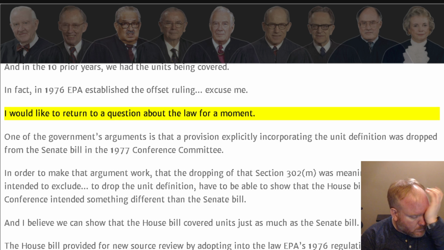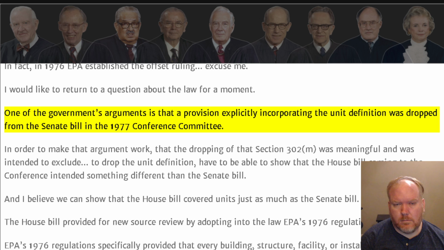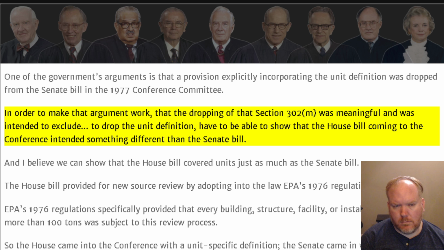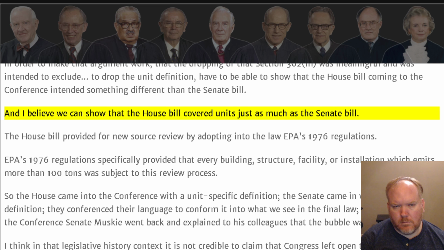Excuse me, I'd like to return to a question about the law for a moment. One of the government's arguments is that a provision explicitly incorporating the unit definition was dropped from the Senate bill in the 1977 Conference Committee. In order to make that argument work, that the dropping of that Section 302M was meaningful and was intended to exclude, to drop the unit definition, you have to be able to show that the House bill coming to the conference intended something different than the Senate bill. And I believe we can show that the House bill covered units just as much as the Senate bill.